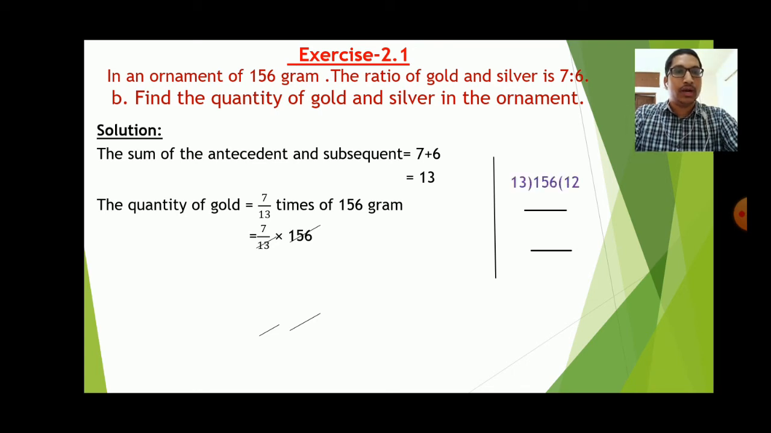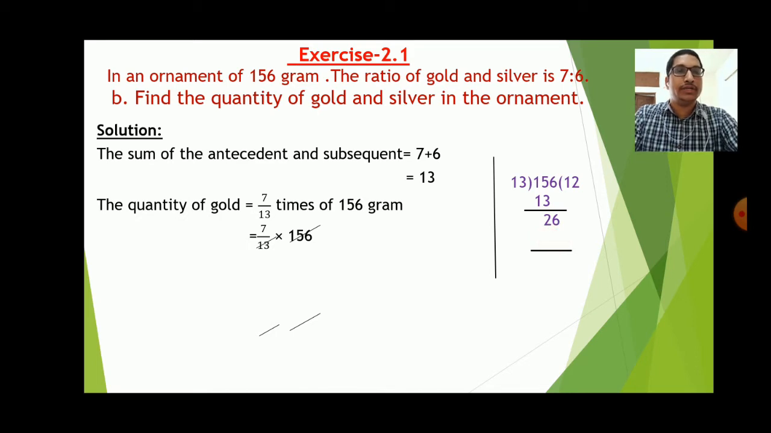So 13 into 156. Now if we divide here, look at here, 13 is the divisor and 156 is the dividend. Here the divisor is 2 digits, so we will take 2 digits from the dividend from the left side. So it will be 15. How many times can we take 13 in 15? Definitely one time. If we take one time, then 13 ones are 13. Now we will subtract. If we subtract 3 from 5, it will be 2, and write down 6. So it will be 26.